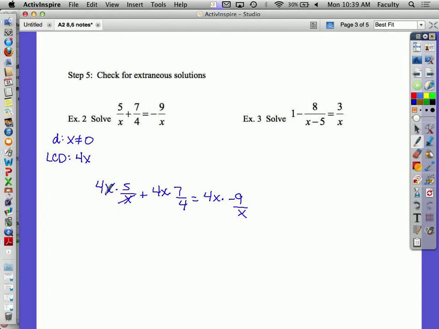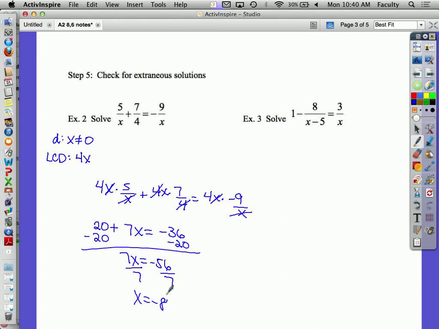So my x's cancel. 4 times 5 is 20. The 4's cancel and I get 7 times x. The x's cancel and I get negative 36. Well, this is a nice, simple equation that we know how to solve. I subtract 20 from both sides and I get 7x equals negative 56. X is negative 8. The last thing you need to do is check your domain to make sure you don't have any extraneous solutions. X can't be 0, so x equals negative 8 is okay.